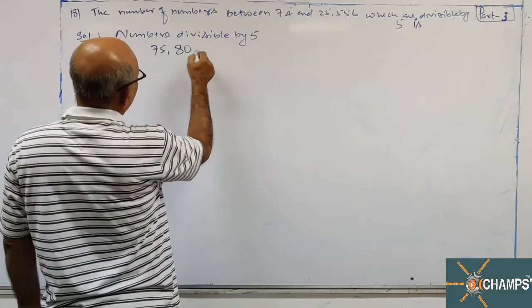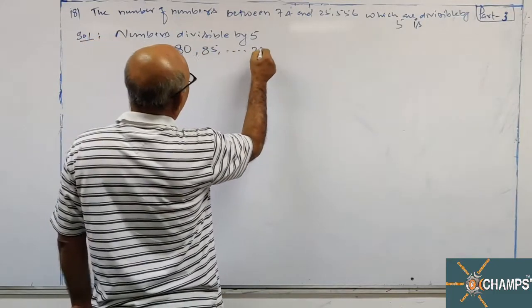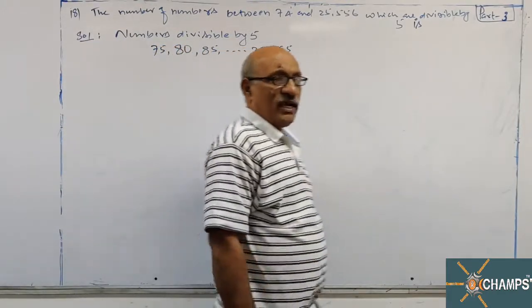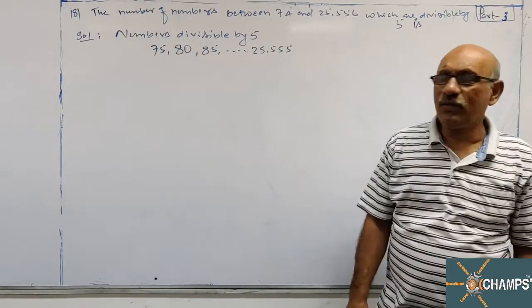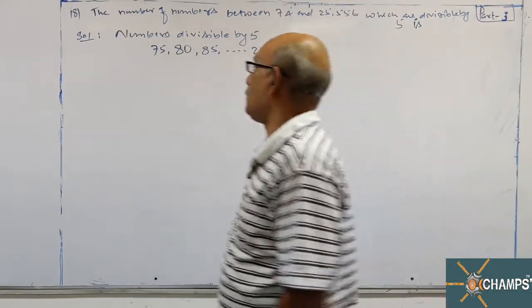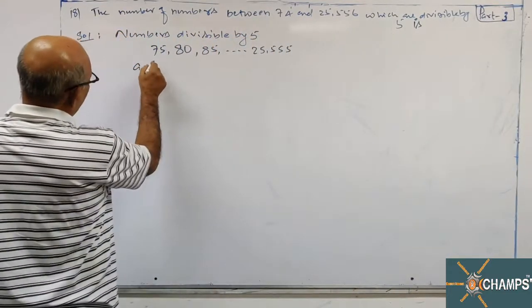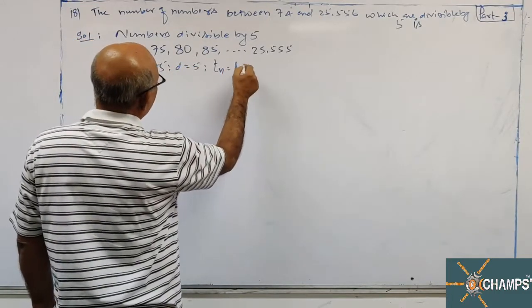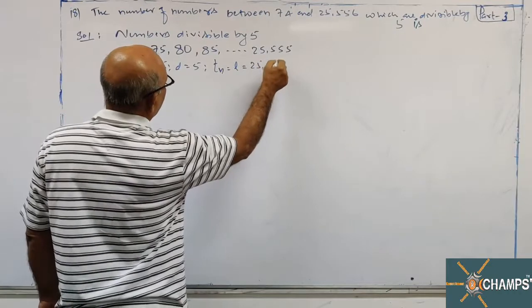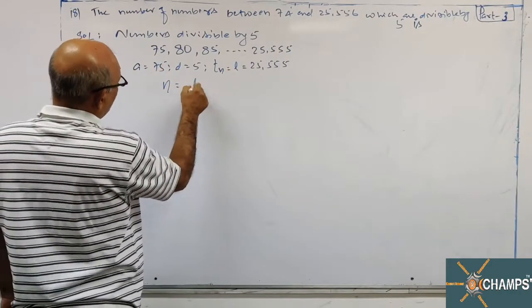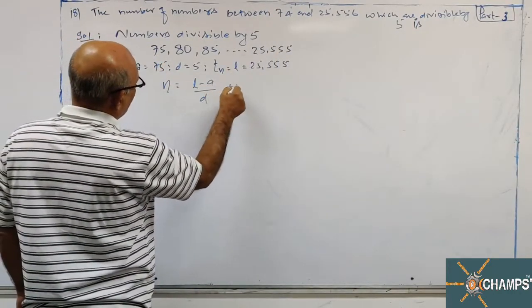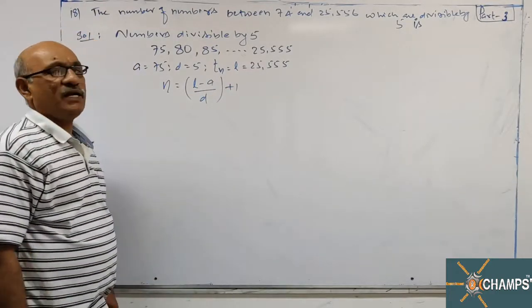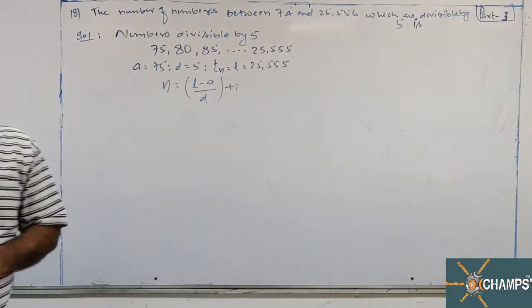Then add 5 to this, 85 and so on, up to 25,555. 25,555 is the last number which is divisible by 5. So A is equal to 75, D is equal to 5, Tn is equal to L is equal to 25,555. Number of terms is equal to (L minus A) by D plus 1. Last term minus first term divided by common difference plus 1 will give you the number of terms.